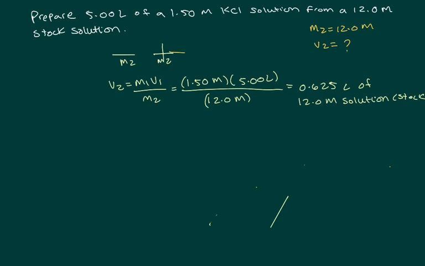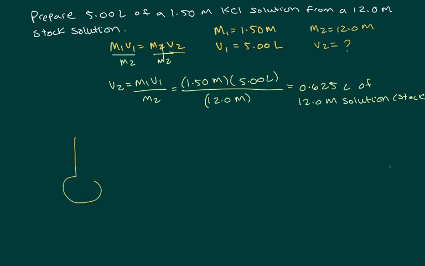So what does this really actually mean in the laboratory? I would have to take my 12 molar stock solution, my highly concentrated solution, and I figured out from this equation that I need 0.625 liters of that. So I take 0.625 liters of stock solution and I add it here. So 0.625 liters of 12 molar stock.